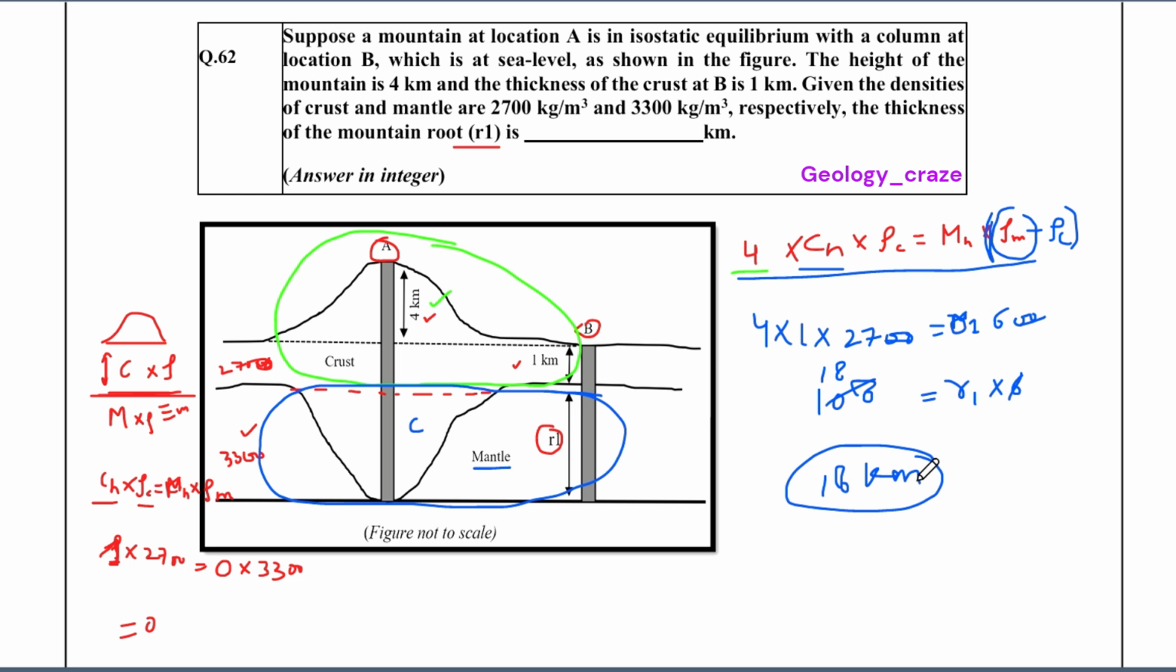You don't think that we have to add this. It doesn't mean that we have to add. From the mantle density we have to subtract this part. Only then will we get the change in density. So in this way we will approach this question. Without having any formula, we are still able to answer this question.